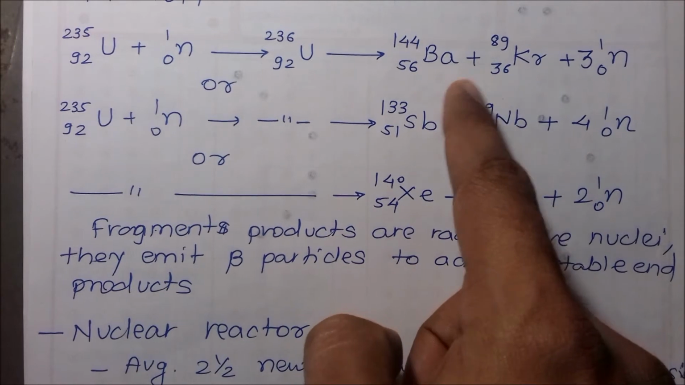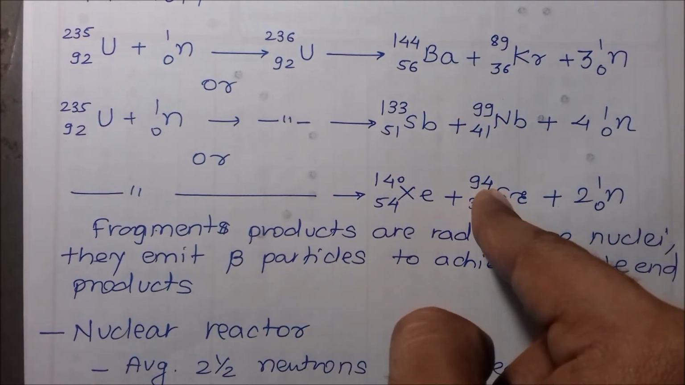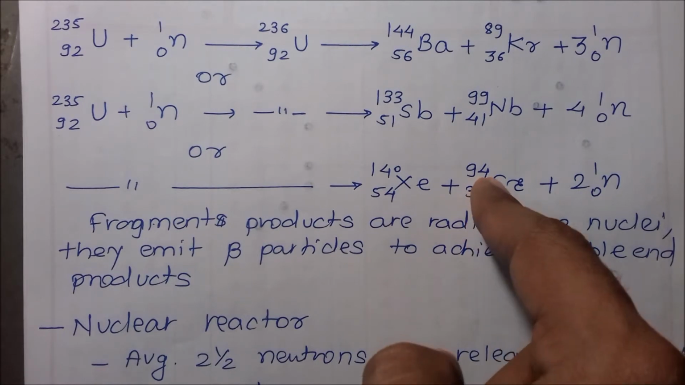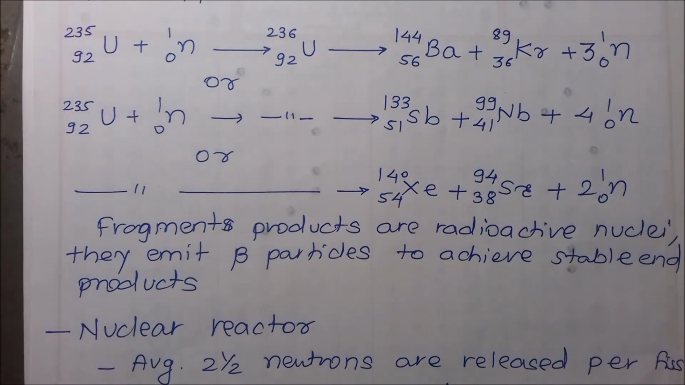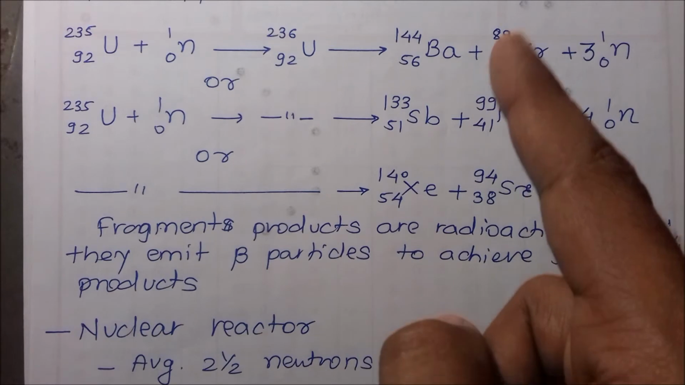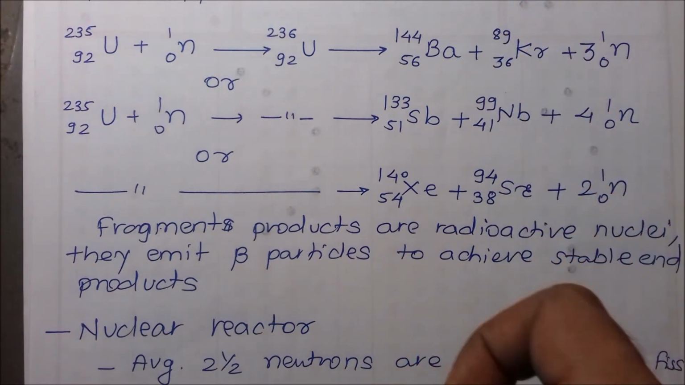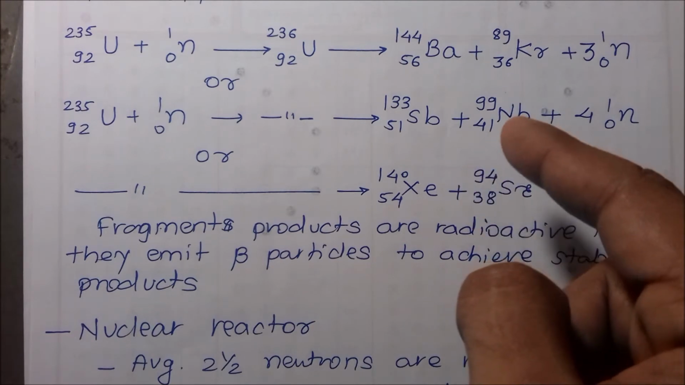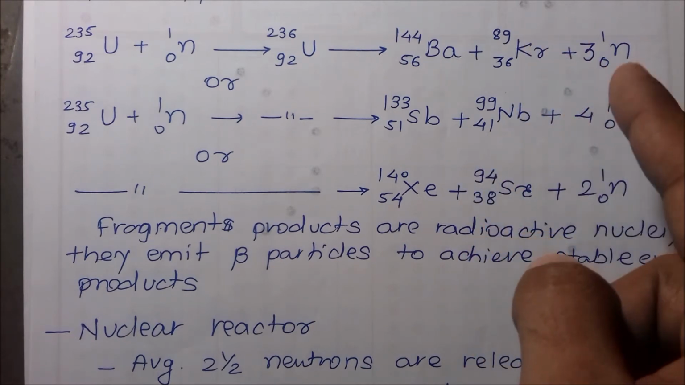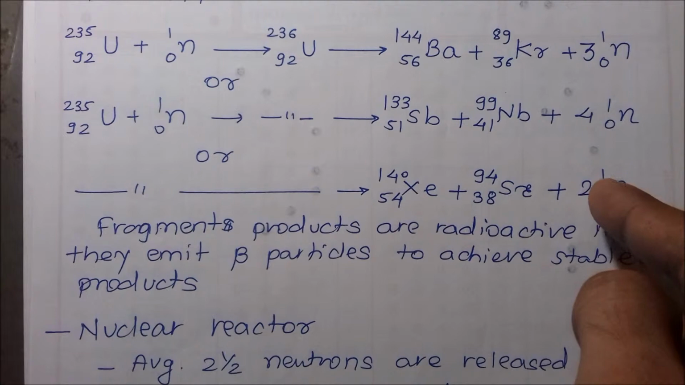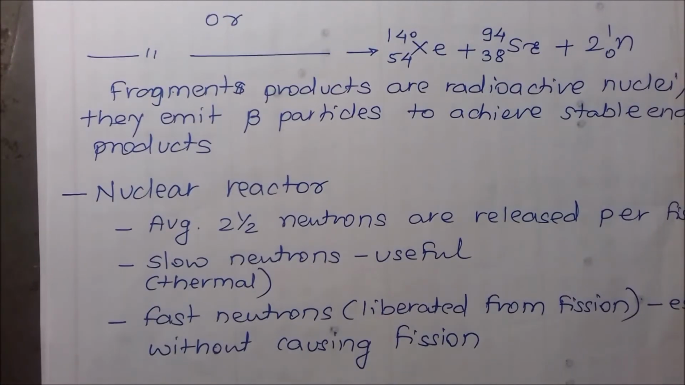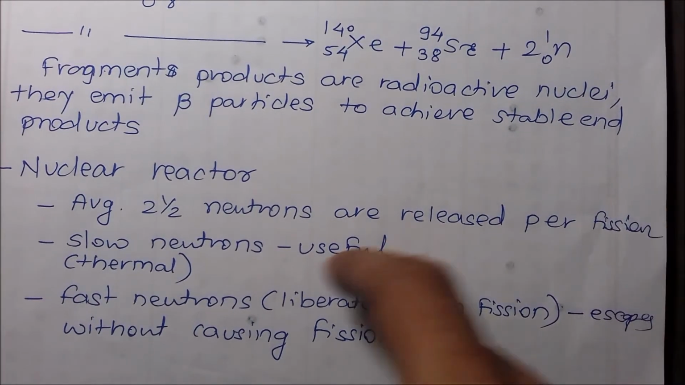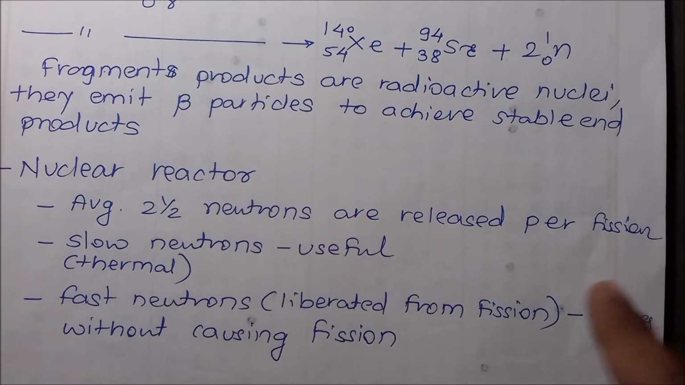Now these fragments which are produced are not stable. They emit beta particles. Then inside a nuclear reactor, all 3 reactions happen. In each reaction, a different number of neutrons are produced. So on average, 2.5 neutrons are released per fission.